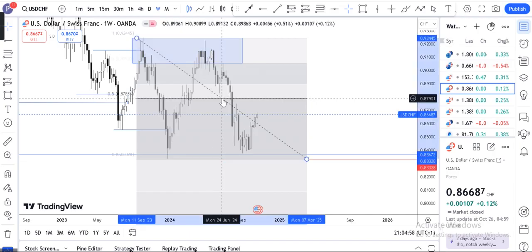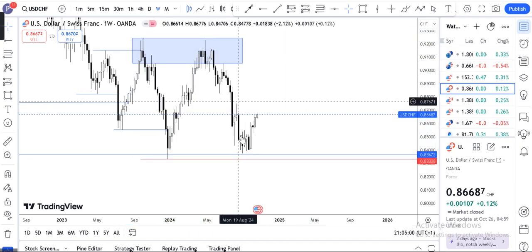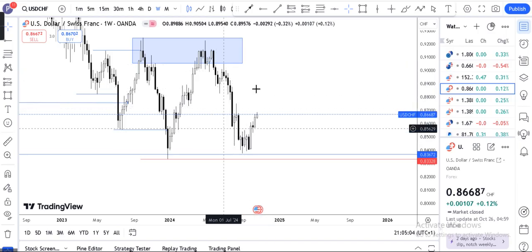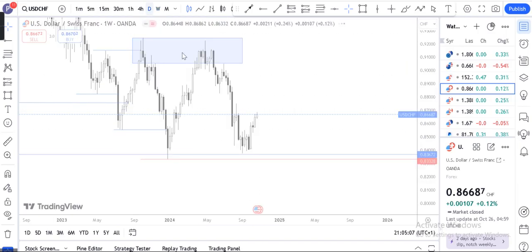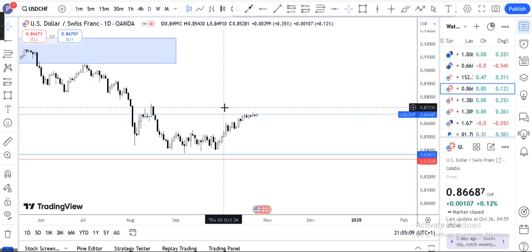So what can we clearly do? We can now go to the smaller time frame to understand what has happened within this area, and that will help us take our next entry. So what can we simply do? We go down to the daily time frame.